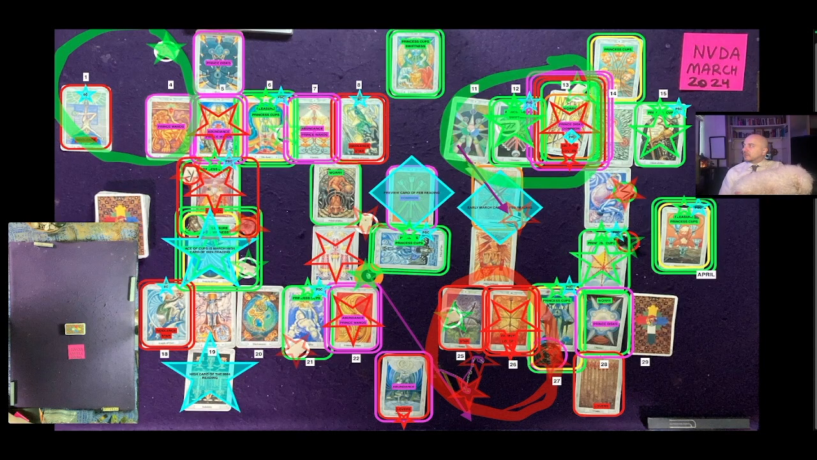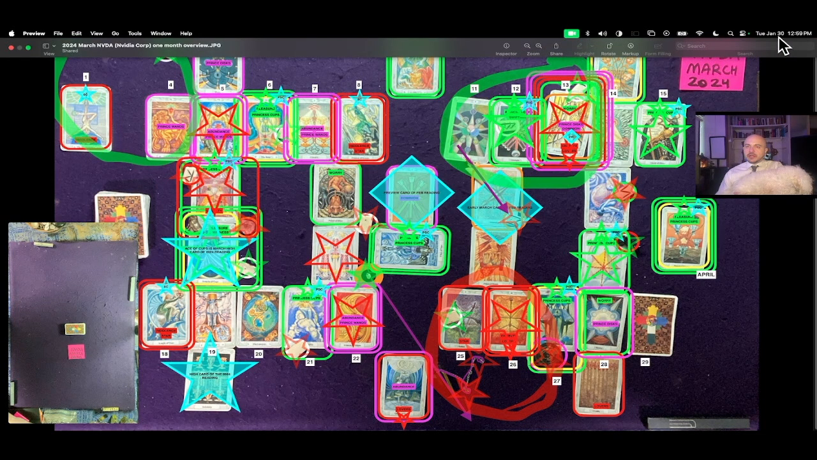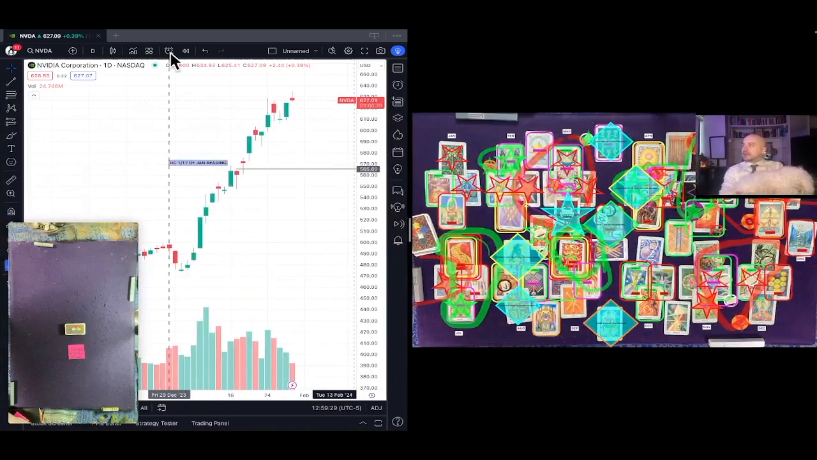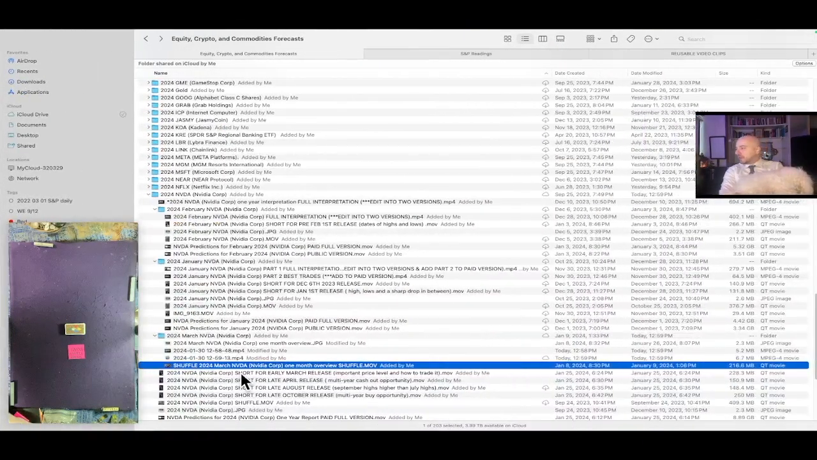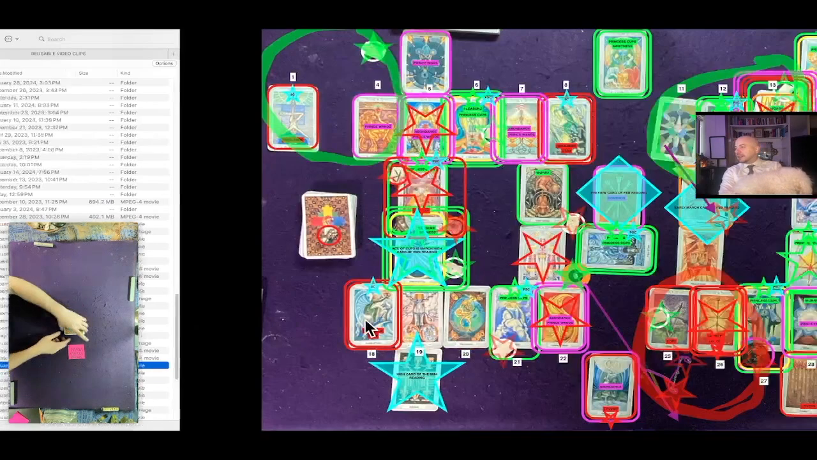This is the NVIDIA 1 month overview reading for the month of March 2024. It's currently January 30th, 2024, 12:59 p.m. Eastern Time. NVIDIA at the time of this reading is currently $627.09, that's USD. And the shuffle video for the March reading for NVIDIA was created on January 8th, 2024 at 8:30 p.m. Eastern Time. That's this video here in the lower left corner.